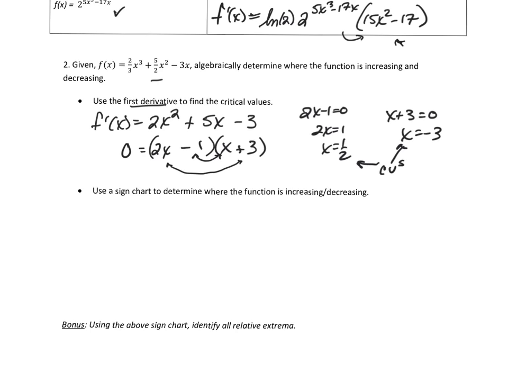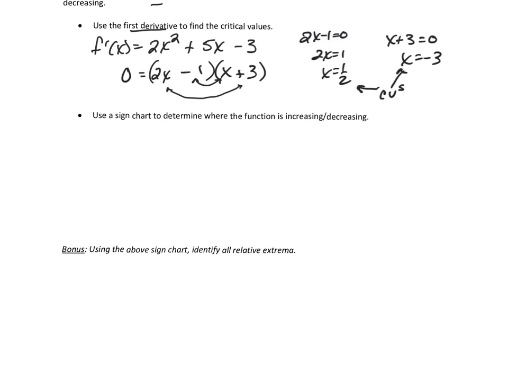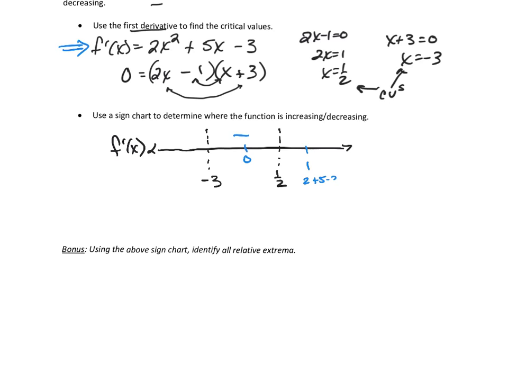And so that's where something interesting happens. So we use a sign chart, and we put those two values on that. So it's f prime of x. And we're going to use positive 1/2 and negative 3. Our critical values, we can pick anything in between, so let's pick 0. We're checking here into the first derivative, so here we get a negative number. Let's put a 1 in. 2 times 1 plus 5 minus 3, that's positive.